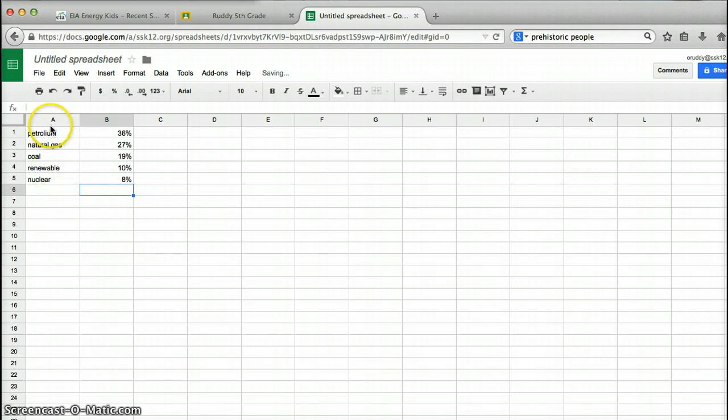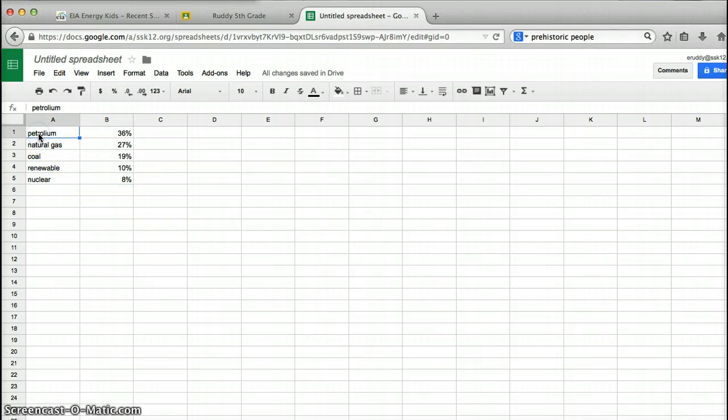Okay, so I was very careful and I put the name of the item, the type of resource, in column A. Then I put the amount that was used out of 100 over in column B. This represents all of the United States, that 36% or 36 out of 100 somethings of energy was used. Okay, so now what I want to do is make this into a chart.